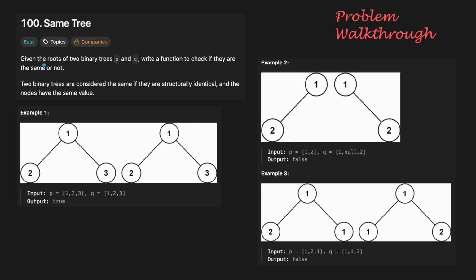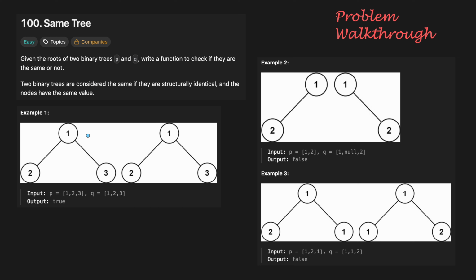Now to the problem. In this problem, we are given roots of two binary trees, P and Q, and we have to write a function to check if they are same or not. Two binary trees are considered the same if they are structurally identical and the nodes have the same value.